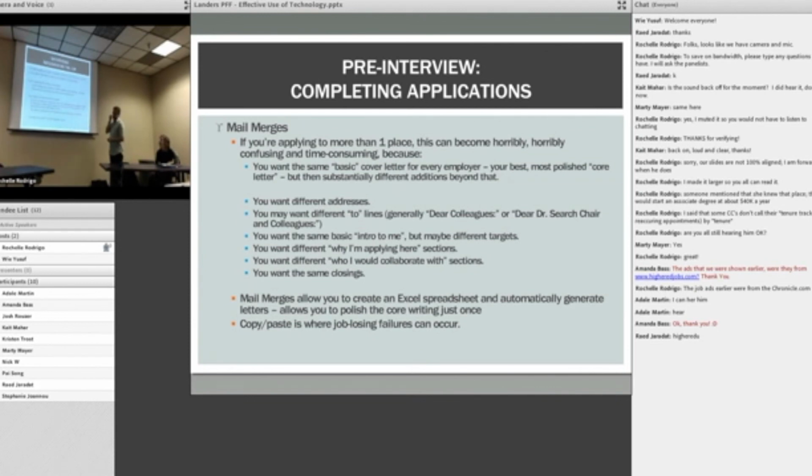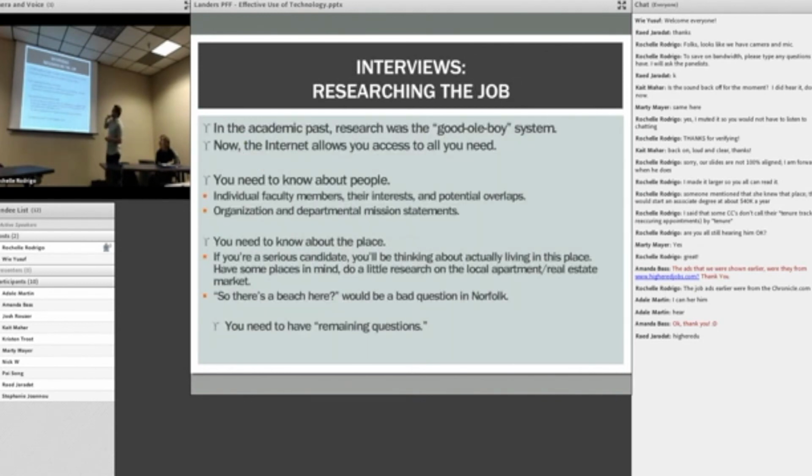So researching the job. In the academic past, your research on jobs was entirely the good old boy system. You would ask somebody you knew, and somebody you knew would happen to have a friend at the place you were applying, and you'd kind of weirdly gather information about what that job was about, and you'd probably get the job that way too. I remember hearing stories from my advisor in grad school about how he got a job, but there wasn't actually a search. Somebody just called him out of the blue and said, hey, there's a job, do you want it? And he just took it.